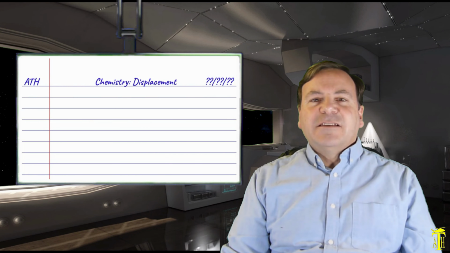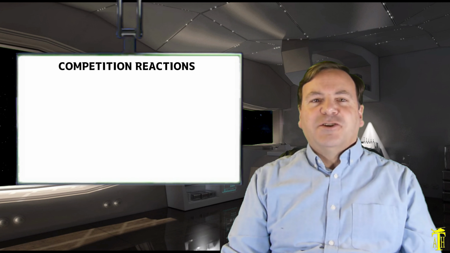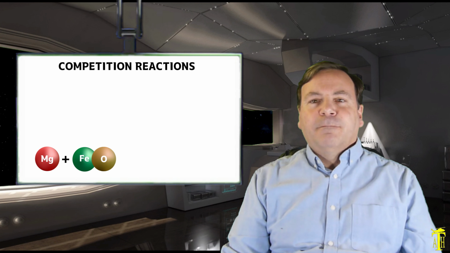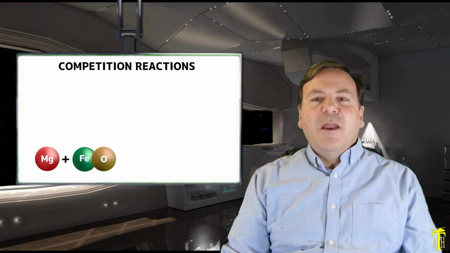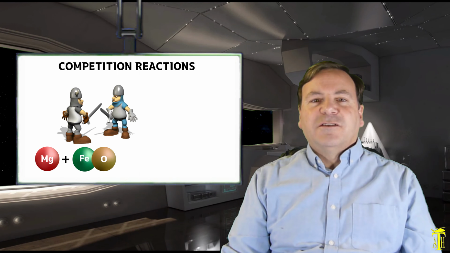In a previous lesson, we looked at competition reactions between metals and metal oxides, where metals fought over or compete with each other for oxygen. The metal that ends up with the oxygen is the metal that's higher up in the reactivity series. Here, magnesium and iron are competing for oxygen.